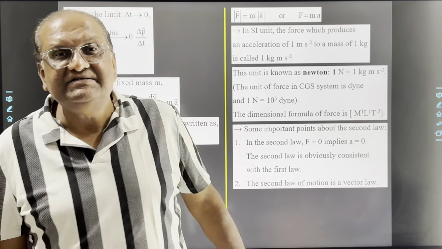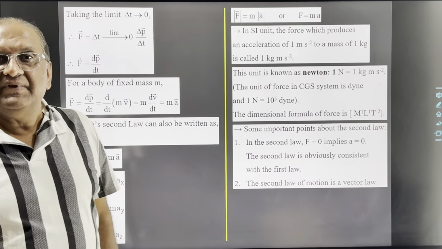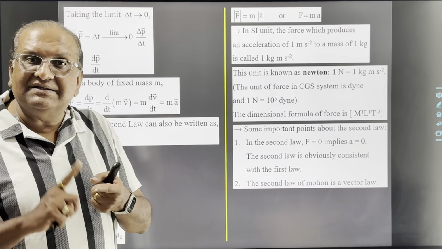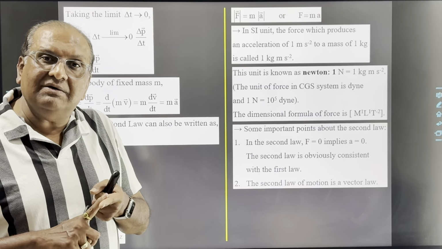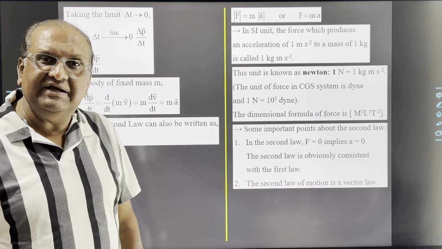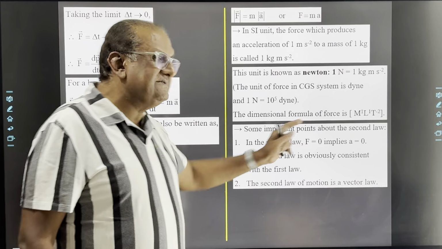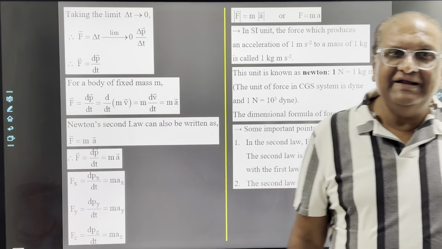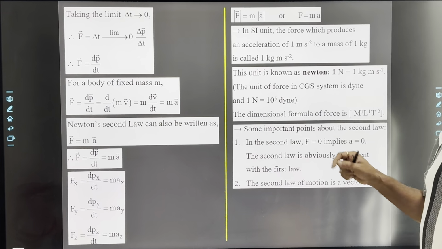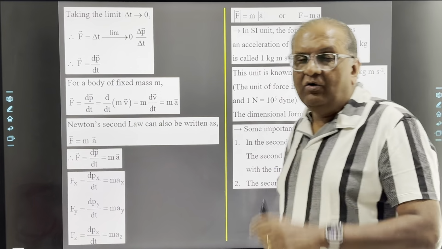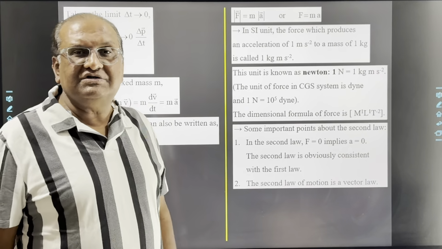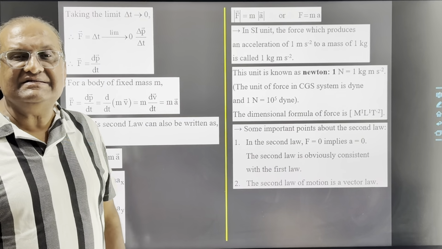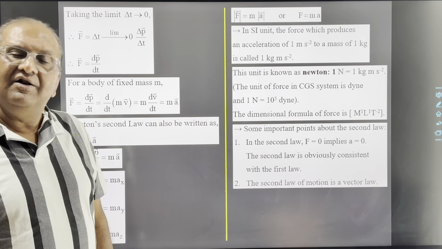If acceleration is 0, it implies that we can think about 2 states of motion: either the body is stationary or the body is moving with constant velocity. So this is consistent with the first law of motion. Clear? And Newton's second law of motion is a vector law, because here force, momentum, acceleration, all vector quantities, are appearing in this law. Clear?